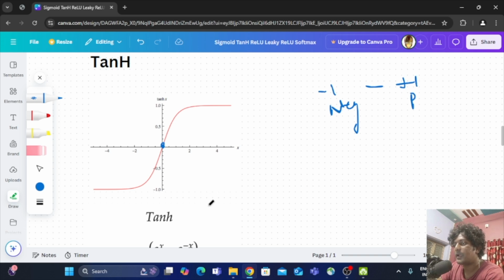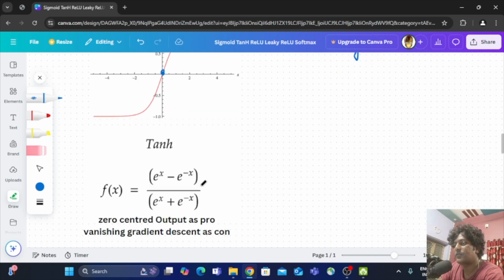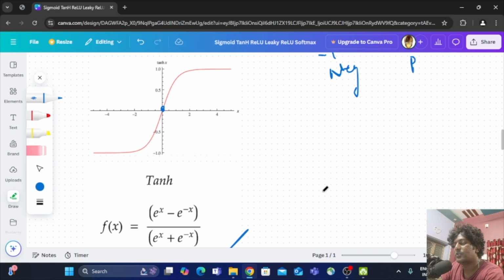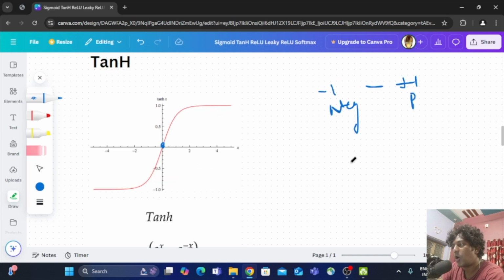This is also known as the hyperbolic tangent. The formula for this activation function is e power x minus e power minus x, divided by e power x plus e power minus x. The pro for the Tanh activation function is its zero-centered output.